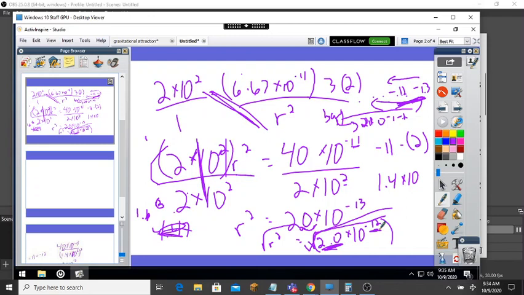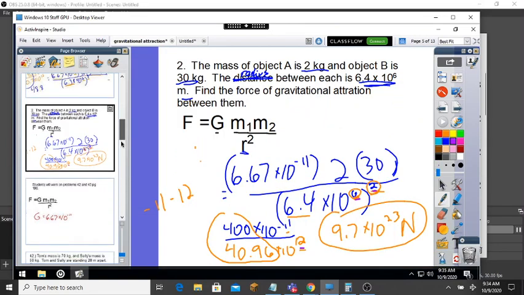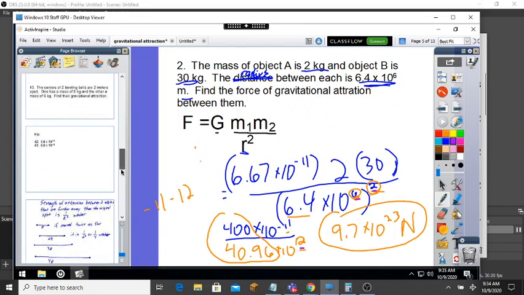So this would be times 10 to the negative 6. Okay. So there you go, all possible answers, all possible ways you're going to see a problem like this with gravitational attraction, okay? So moving on to other stuff.